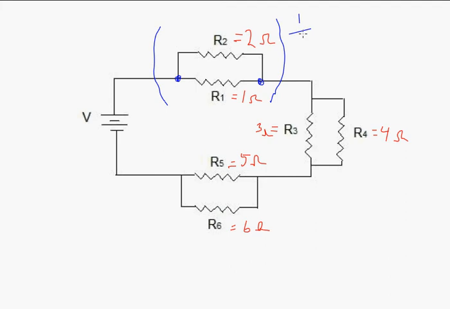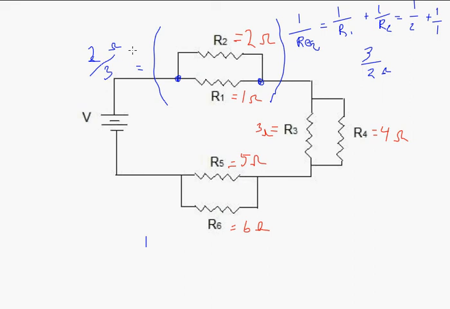So 1 over REQ equals 1 over R1 plus 1 over R2, which is going to equal 1 over 2 plus 1. So that's going to give us, oh geez, I can't believe I'm having this brain freeze. That's going to give us 3/2, and that's ohms on the bottom. And you flip it, you get 2/3. So this first REQ is 2/3. Okay, great. We got the first one done.